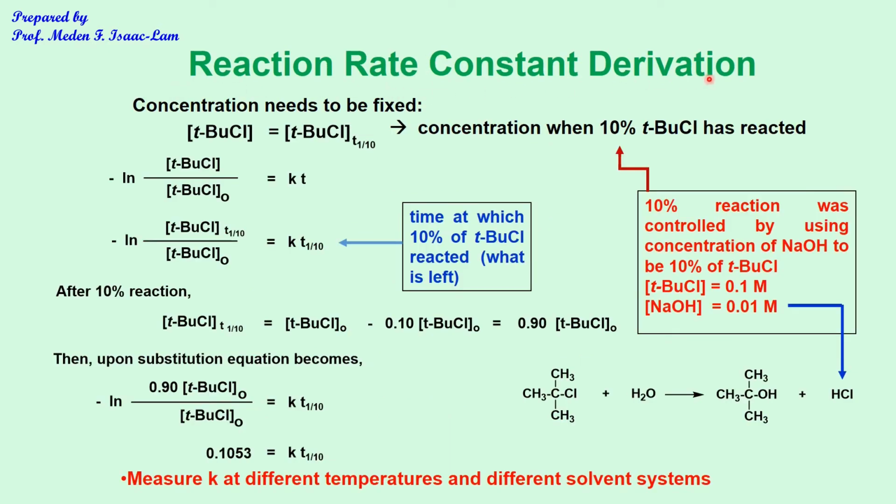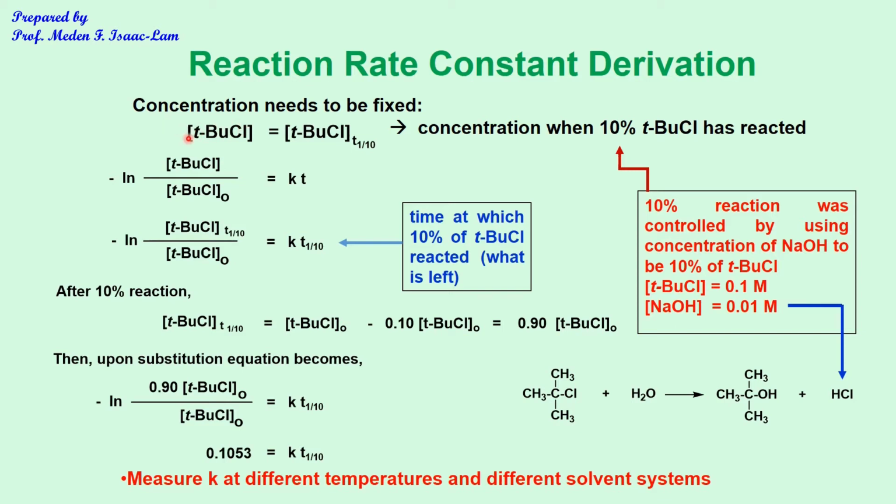Reaction rate constant derivation. In this experiment, we are measuring the effect of solvent polarity and temperature on the reaction rate. We are not measuring the effect of concentration on the reaction rate. To be able to measure the effect of solvent polarity and temperature on the reaction rate, we are going to fix the concentration. To fix the concentration, we are going to define some parameters.